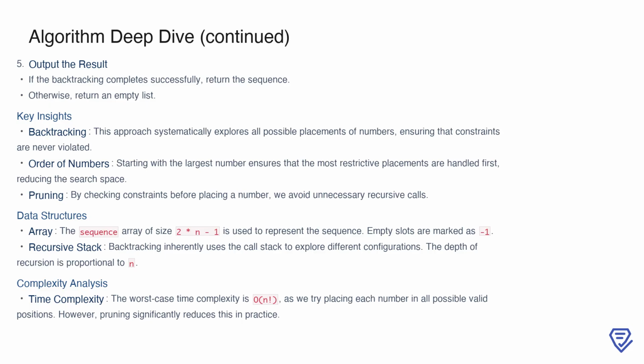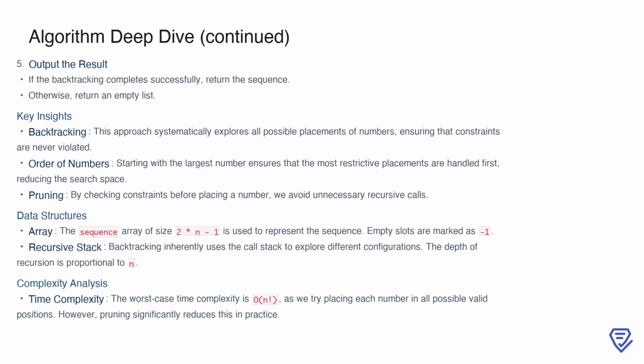If the backtracking process successfully places all numbers from n down to 1 into the sequence, we return the completed sequence as the result. However, if it becomes impossible to place a number due to conflicts with the constraints, the function will eventually backtrack completely and return an empty list, indicating that no valid sequence can be constructed.